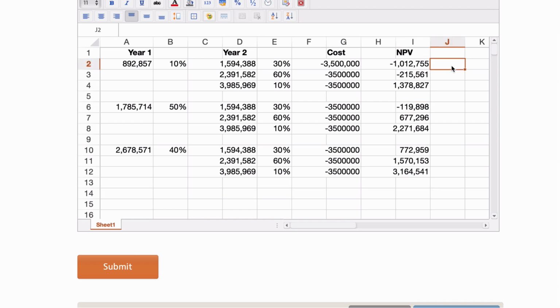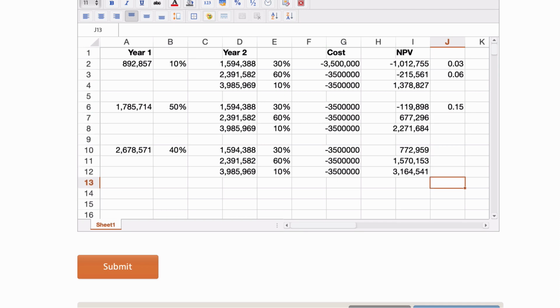What's the chances of this one happening? Well, it's a 10% chance in year one times by that 30% chance of that happening in year two, a 3% chance. What about this one? It's a 10% chance of happening in year one, a 60% chance of happening in year two, 10% of 60% is 6. And then finally this one, that's got a 50% chance of happening, and that's got a 30% chance of happening, so that's 15.